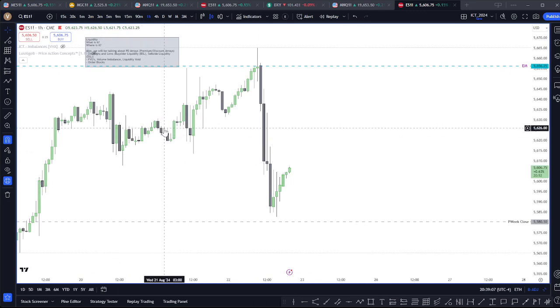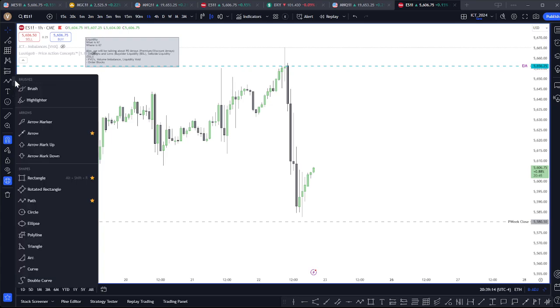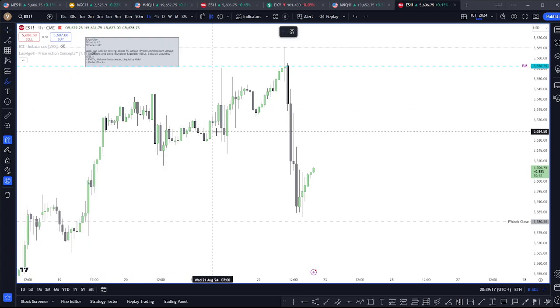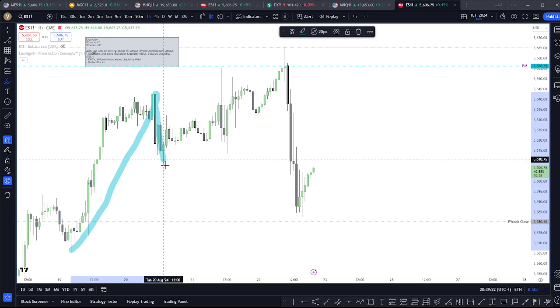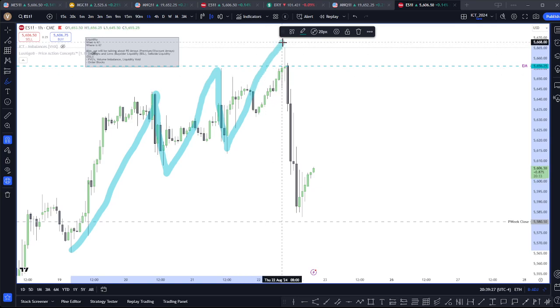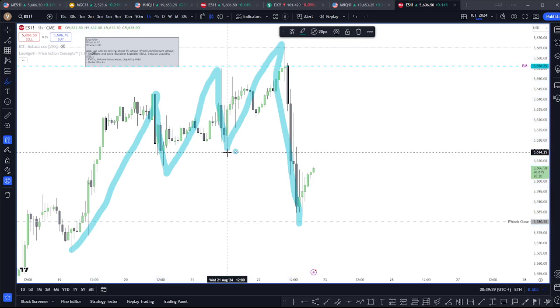For example, if you look at the higher time frame, right? If you want to apply the same logic that I was trying to do, let me use the highlighter. High, low, higher, higher, low, higher, high, then went down. So now, this is a breaker block.